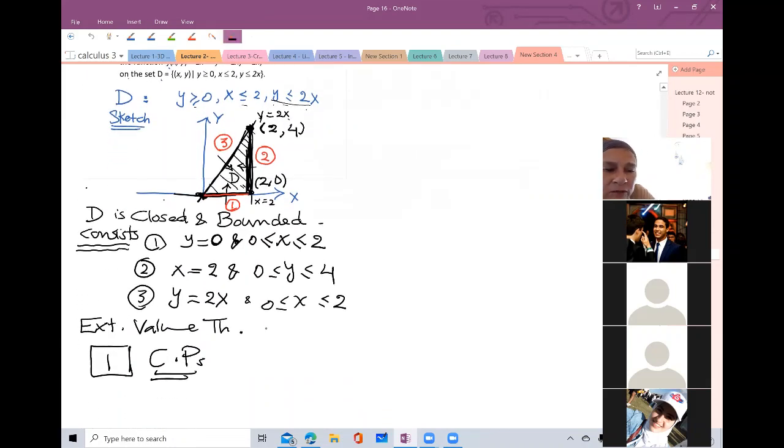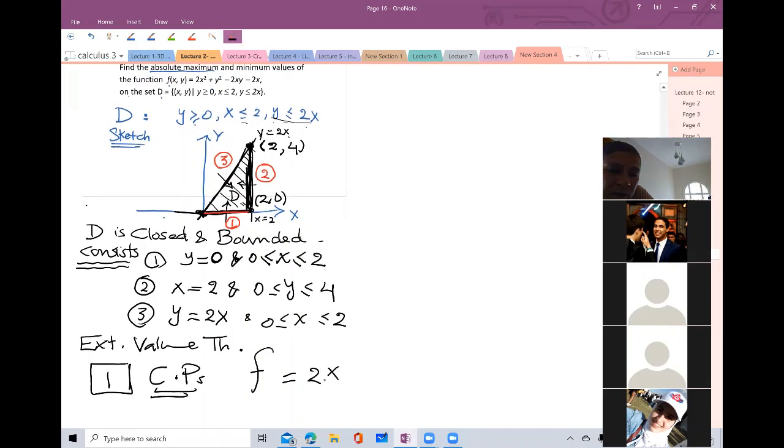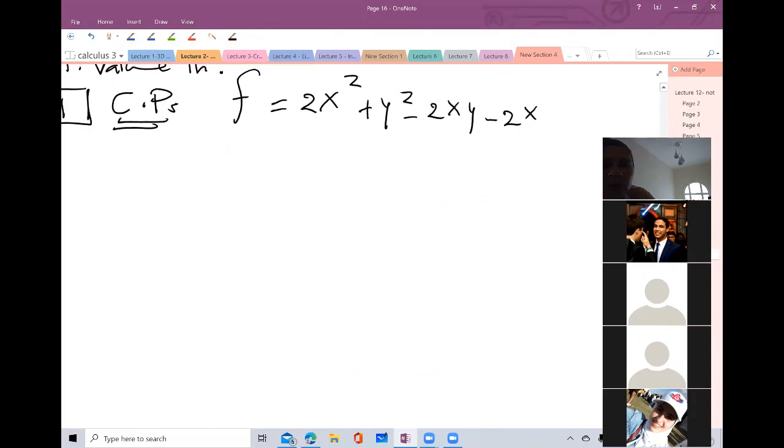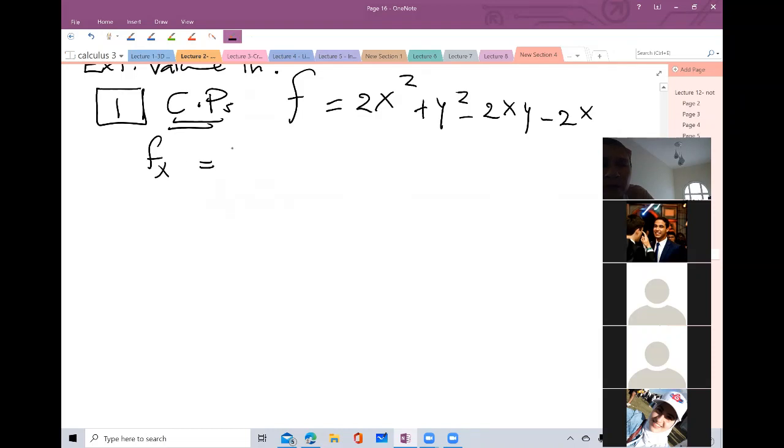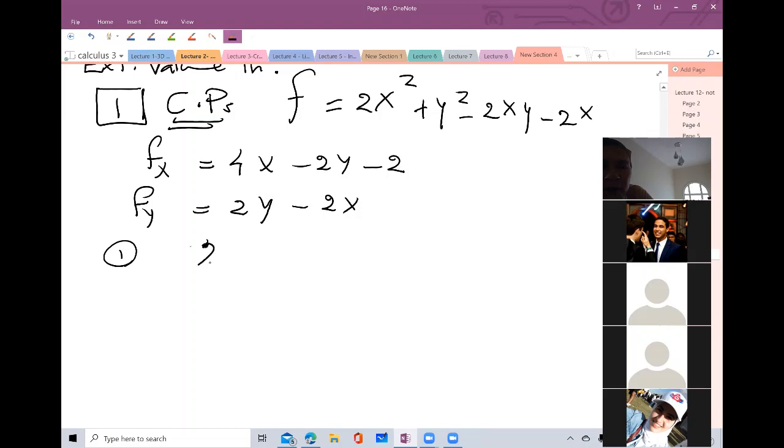Let's write the function in front of us so we can see it: 2x squared plus y squared minus 2y minus 2x. Now do the job. f_x is 4x minus 2y minus 2, and partial f partial y is 2y minus 2x. I'm going to equate them to 0 and simplify at the same time. So I have 2x minus y equals 1, and the other one is y equals x.